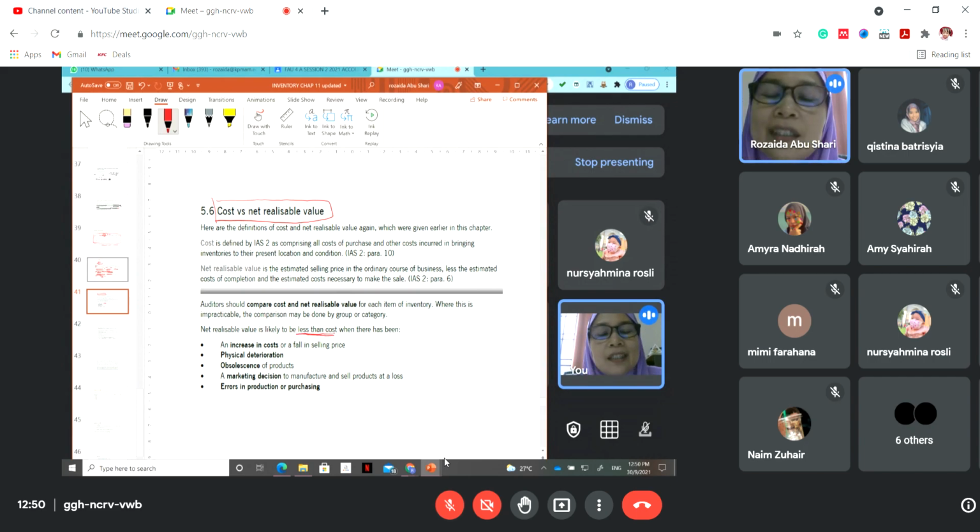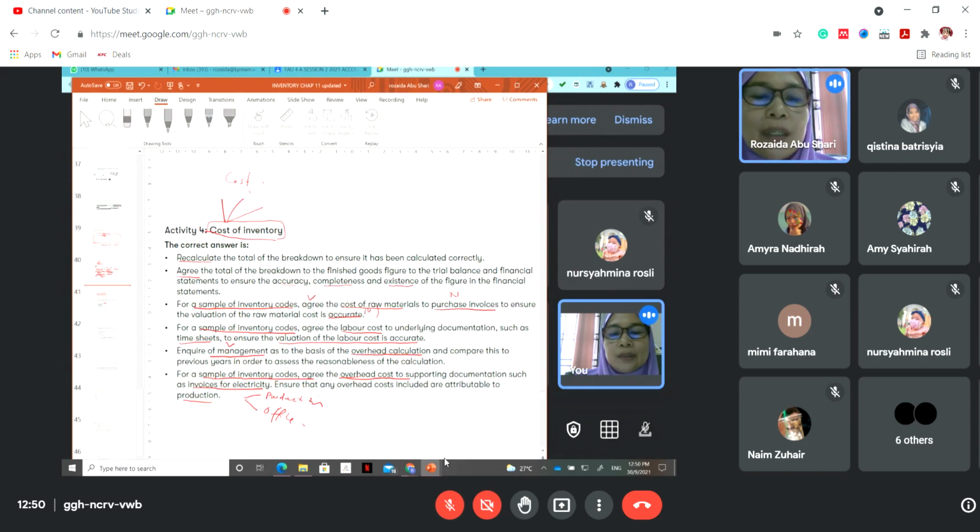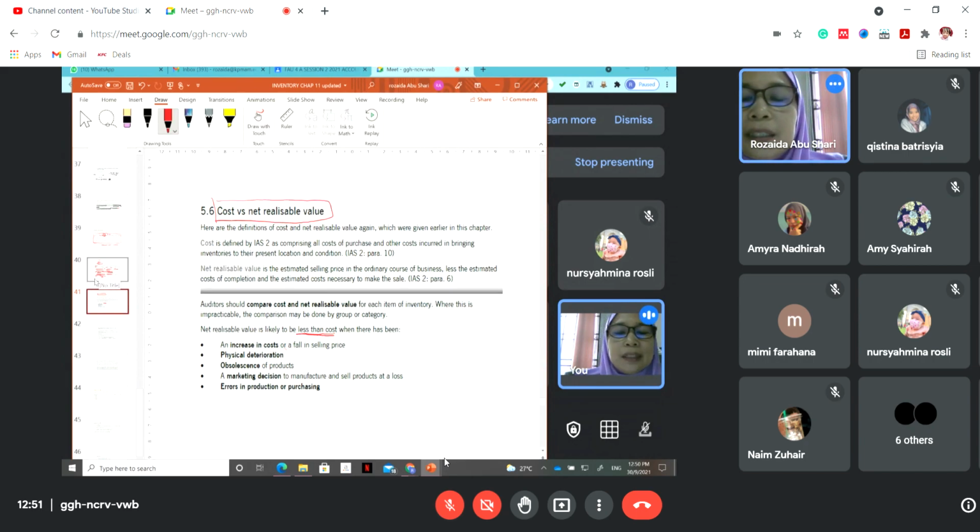So I think in the current situation, in the COVID situation now, majority company have NRV less than cost. So when there is an increase in cost or fall in selling price, this normally happens now where the NRV, the selling price, is less than cost. So kalau ikut IAS tu tak boleh. IAS said you should compare. Okay, you should compare which one is the lower. Okay, lower of cost and NRV.